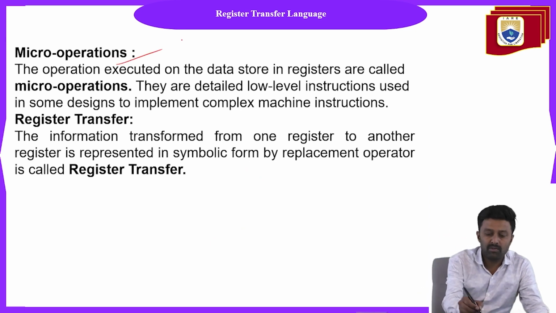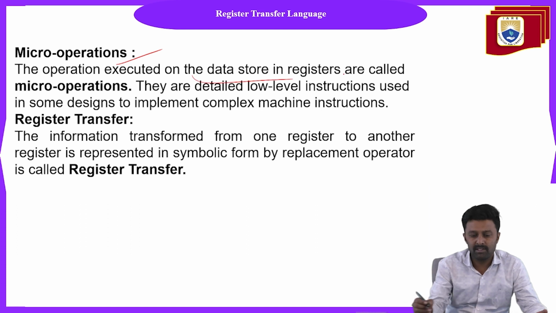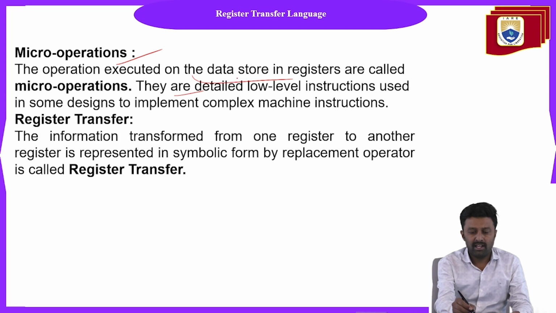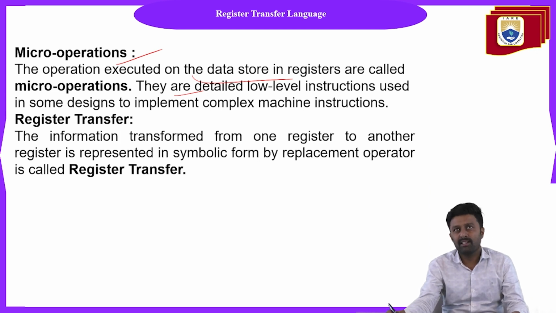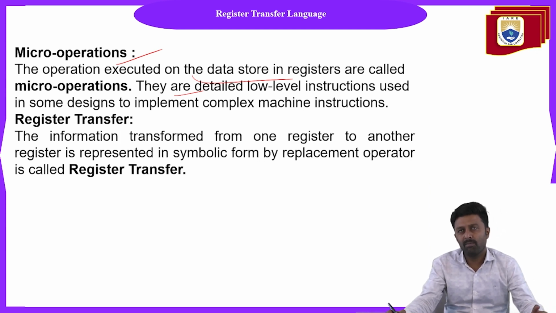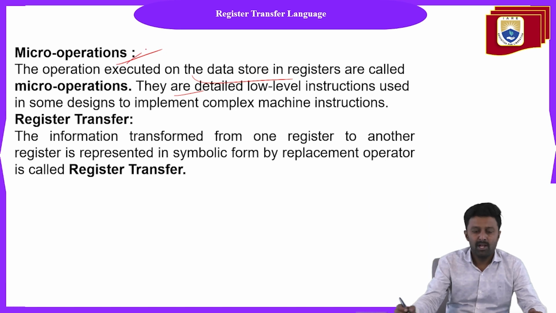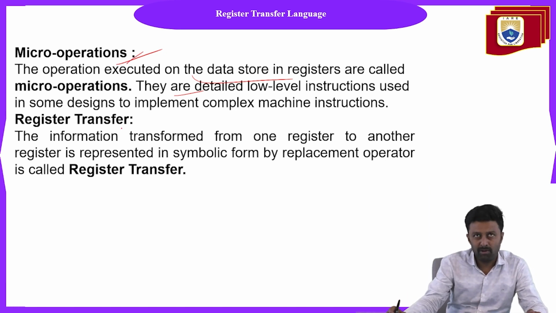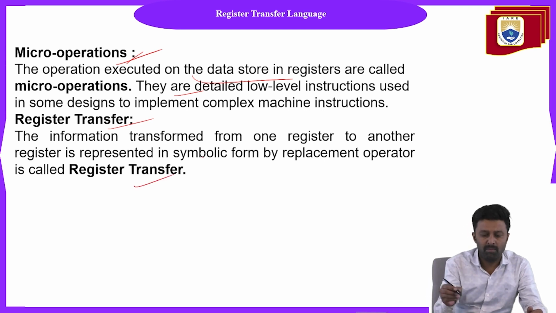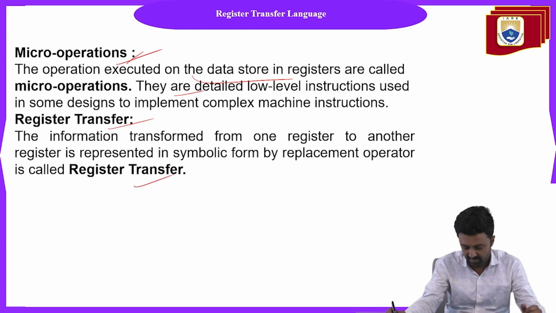We have to remember some terms here. Micro operations means the operations executed on the data stored in a register. They are detailed low level instructions which are used in some designs to implement the complex machine instructions. So this is about micro operations. Then the register transfer: the information transferred from one register to another register is represented in a symbolic operator, which is called a register transfer.